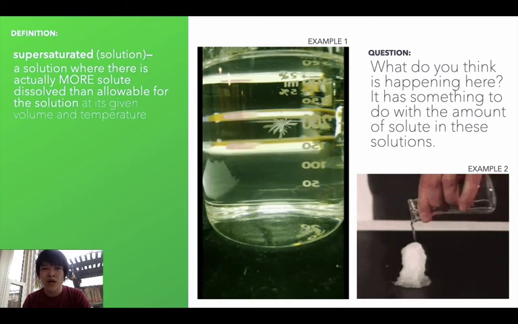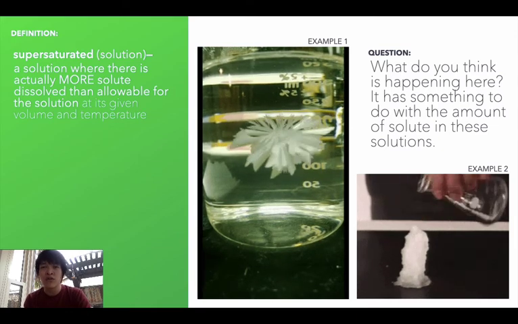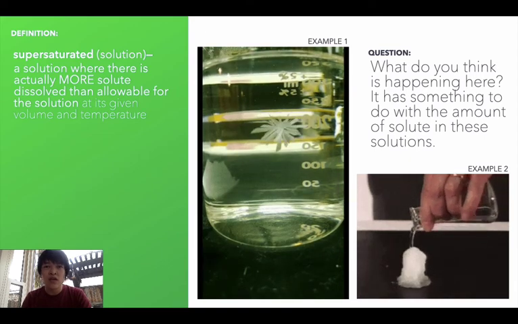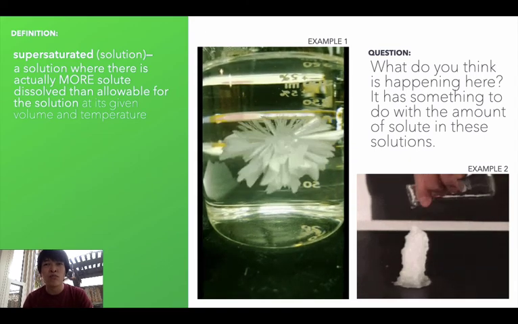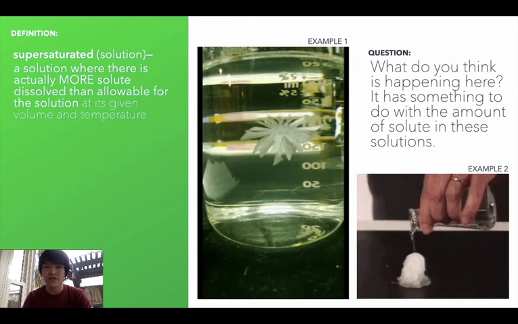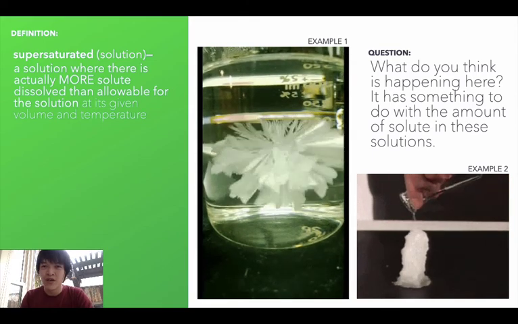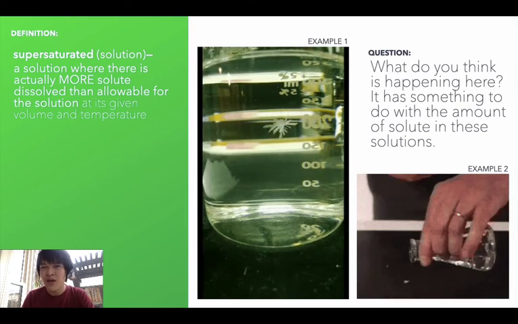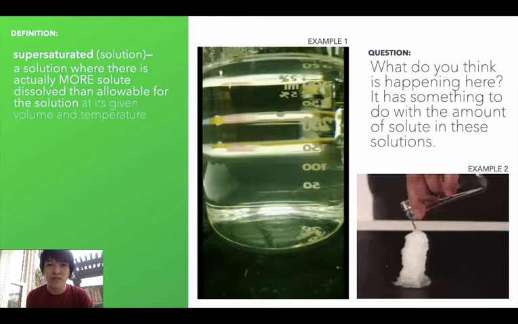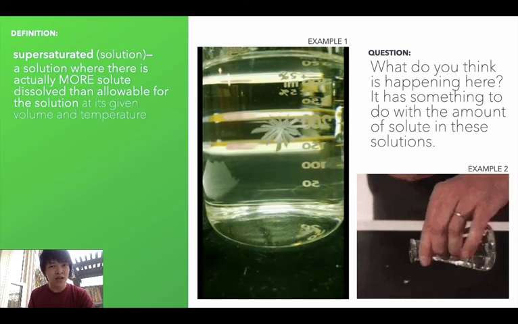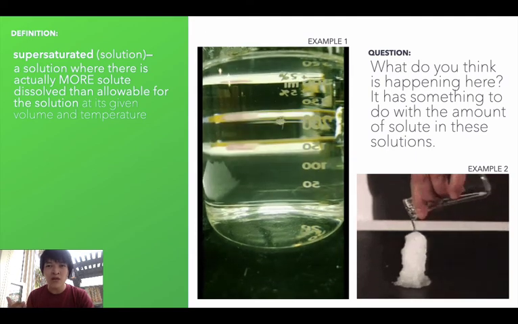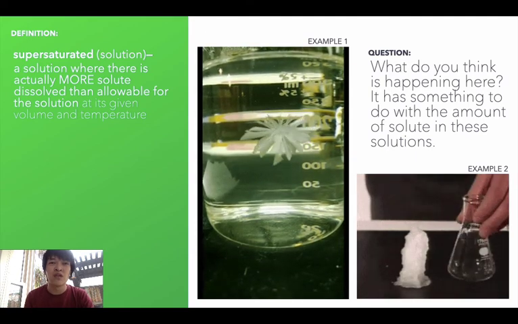So this phenomenon you're seeing is what we call supersaturated solutions. A supersaturated solution is a solution where there is actually more solute dissolved than allowable for the solution. What? How is that possible? So you can actually heat up a liquid to forcibly dissolve more stuff into it. Then you cool it down very slowly. And for some reason, sometimes the solute will remain dissolved.